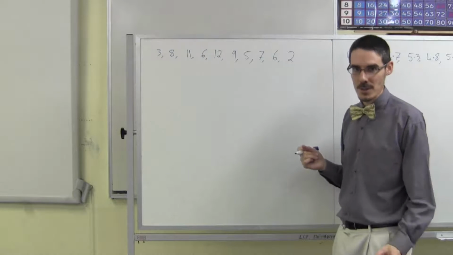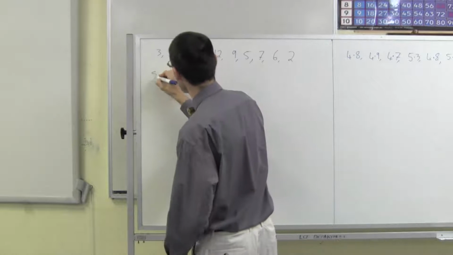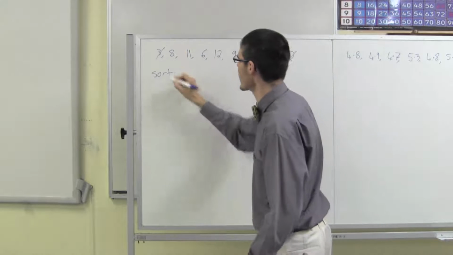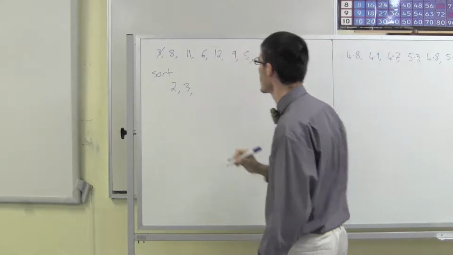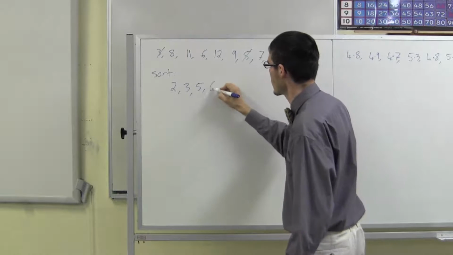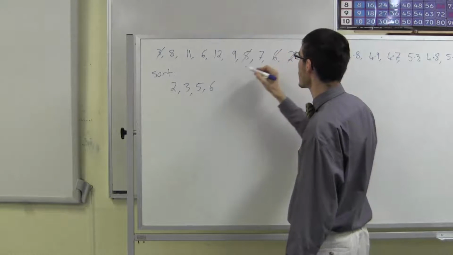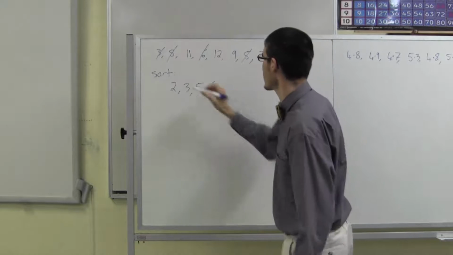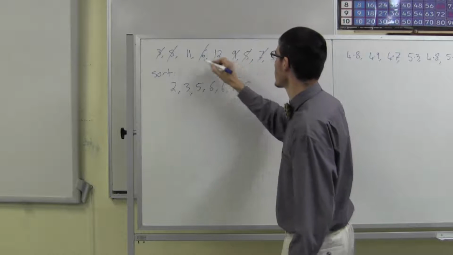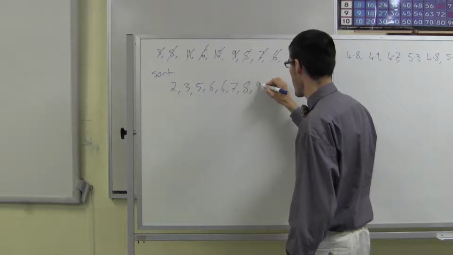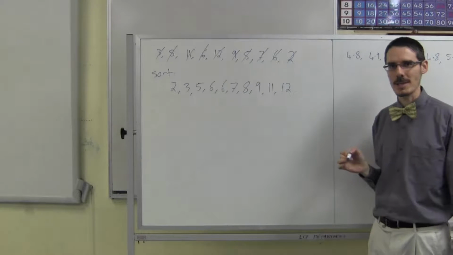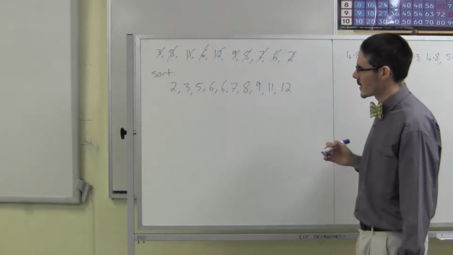Okay, first step, sort the scores. Let's have a look. I've got a 2 and a 3. I've got a 5 and a 6. I go another 6, 7, 8. Then 9, 11, 12. Okay, I've got myself a sorted list. What's next? The formula.